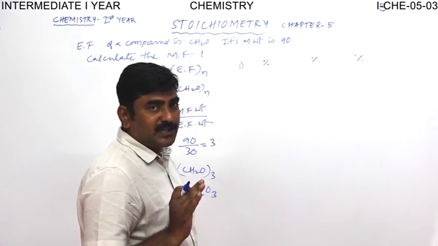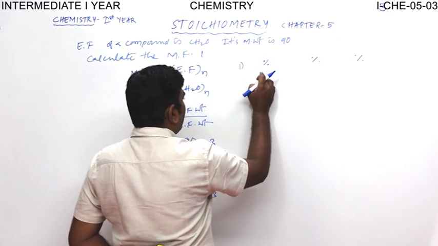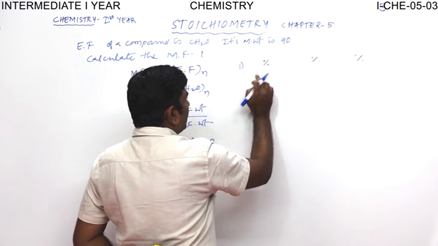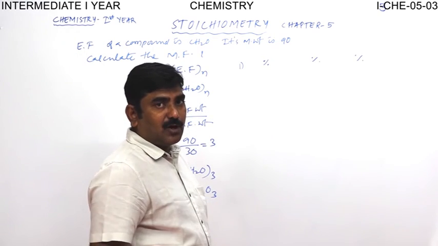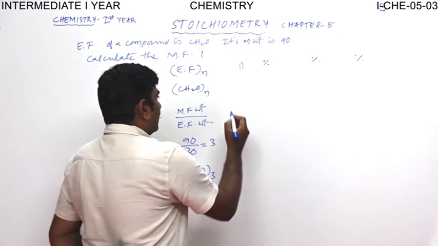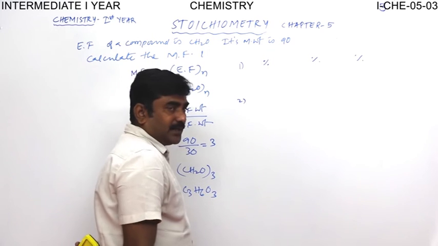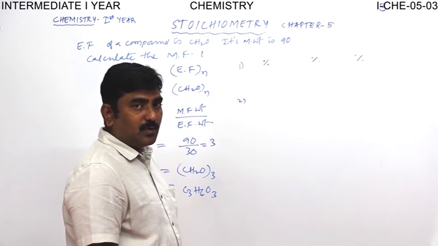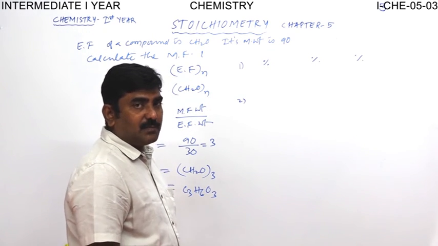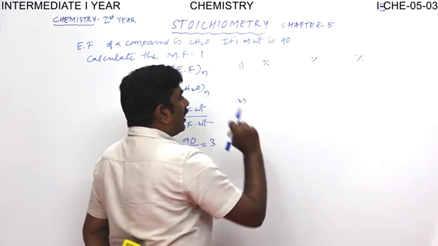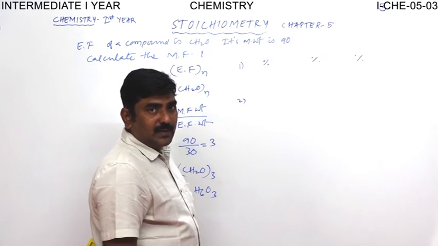For example, 10% is given, so that is equal to 10 grams. In the next step, what you have to do? You have to get the moles. So to get the moles, what is the formula? Weight by atomic weight.